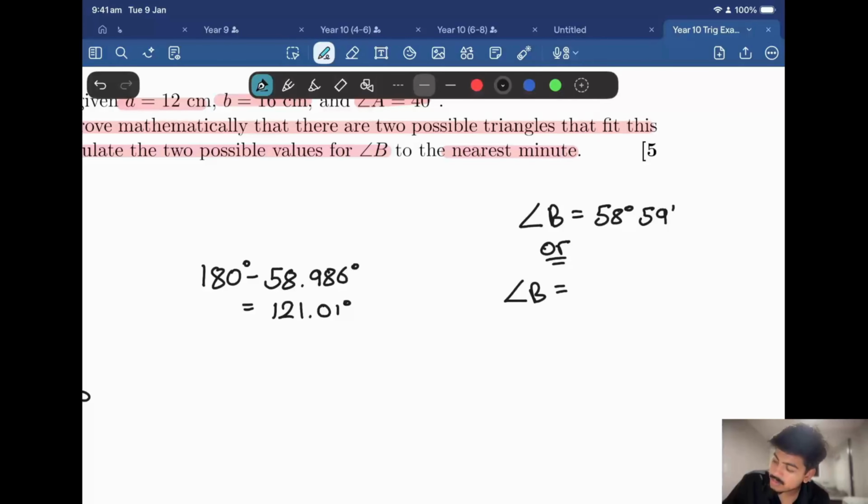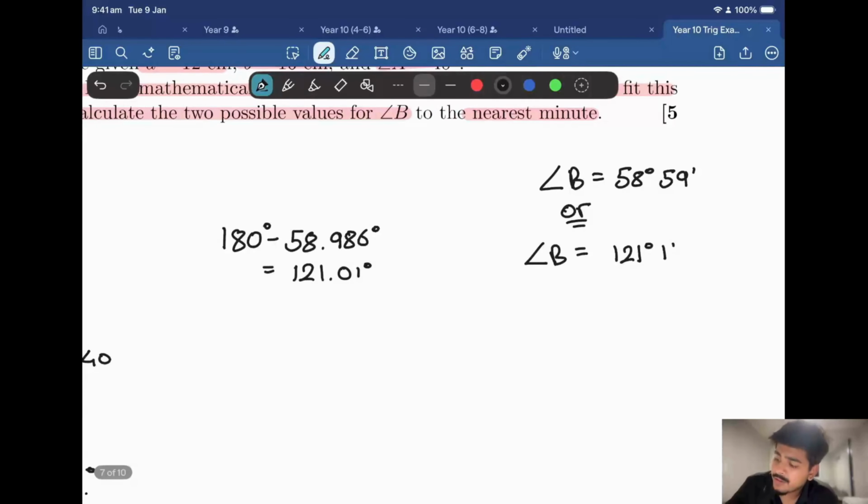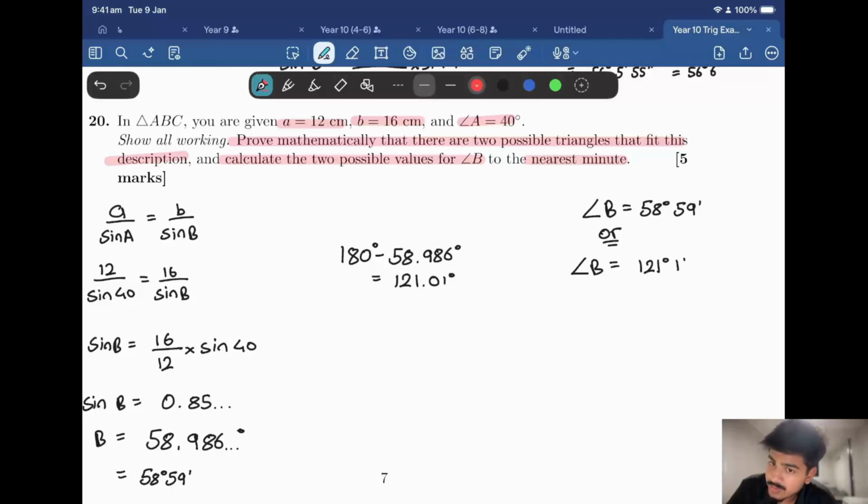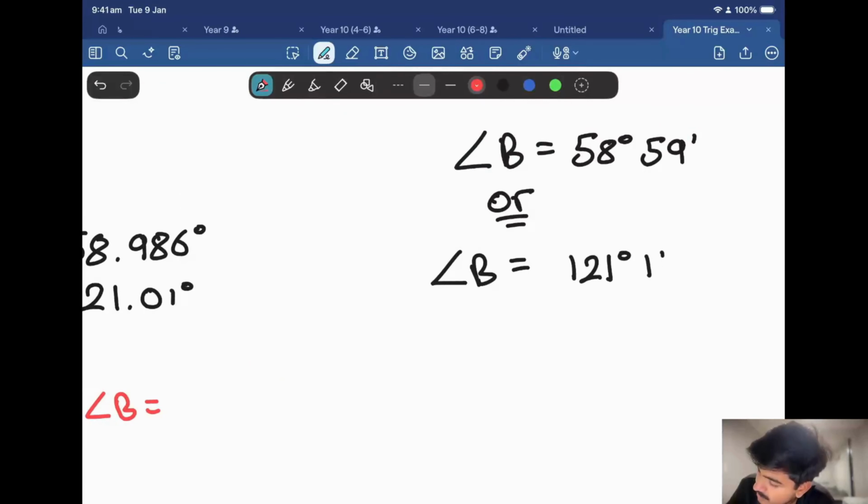angle B is equal to 180 minus answer, so that's 121 degrees and 1 minute. Okay, let's just verify if this can work. If you guys remember, a triangle needs to have the angle sum of 180 degrees. Okay, so if angle B is 58 degrees 59 minutes, and angle A is equal to 40 degrees.